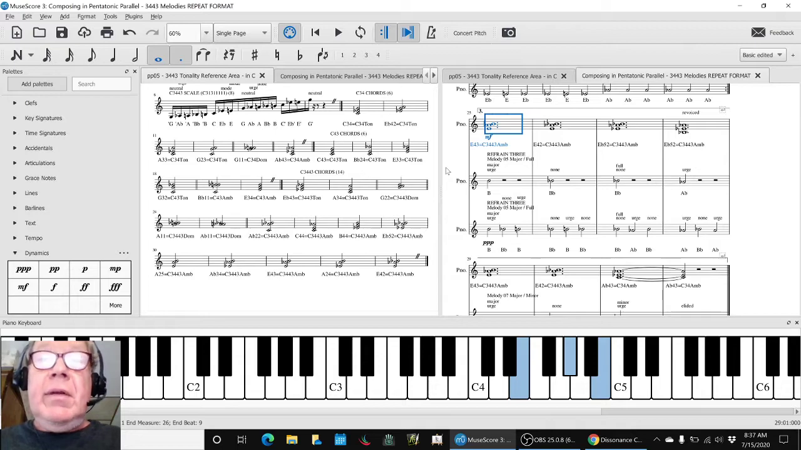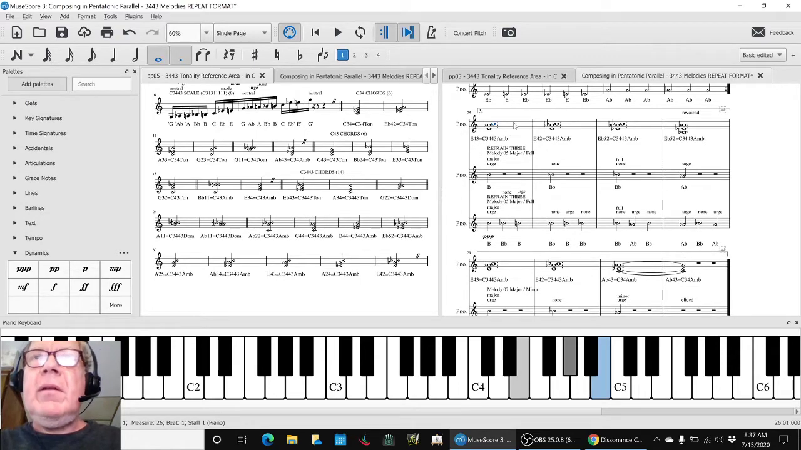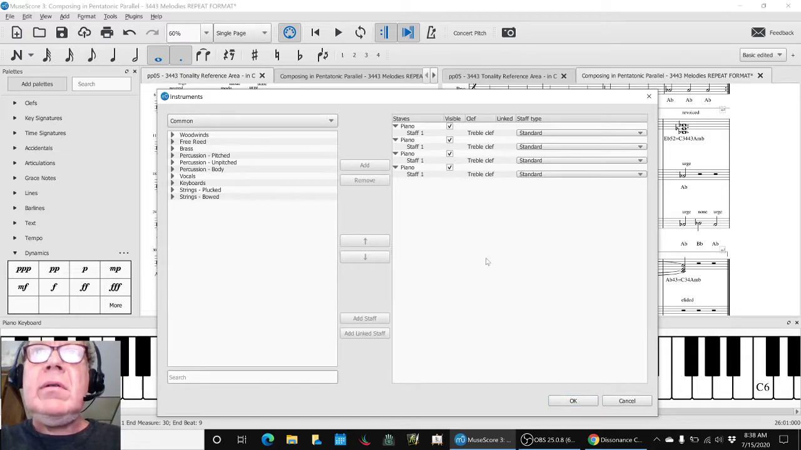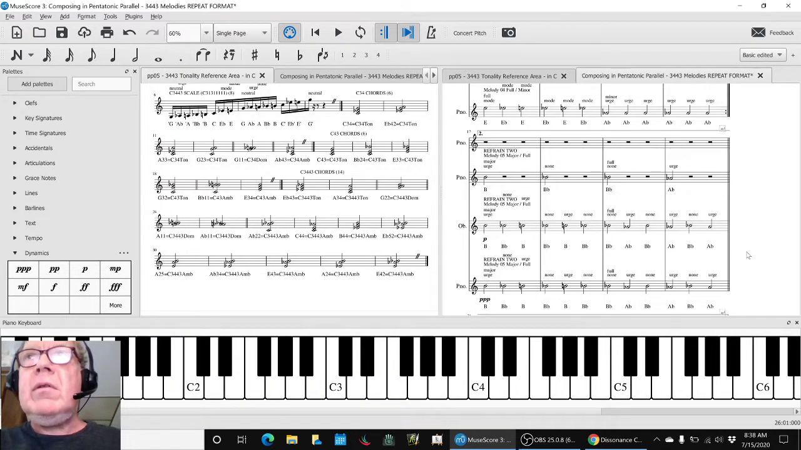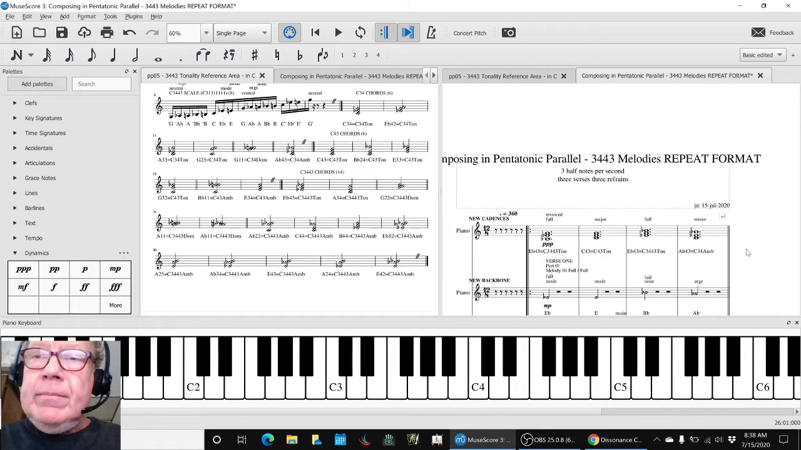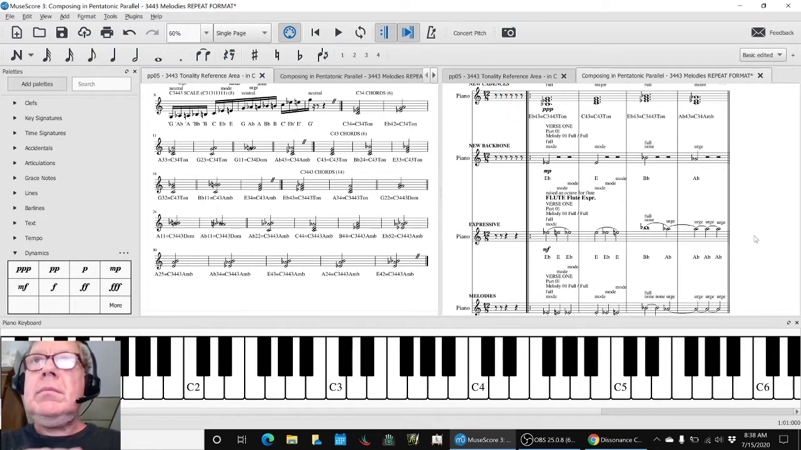Ladies and gentlemen, this is a recap of composing in pentatonic parallel 3-4-4-3, part 3. Today we have spent the stream on getting these cadences in here on this line, this third part of the refrain. So we will play the whole thing and show all the parts from the top. We also adjusted some dynamics and experimented with some voicing. So this is what we have so far.